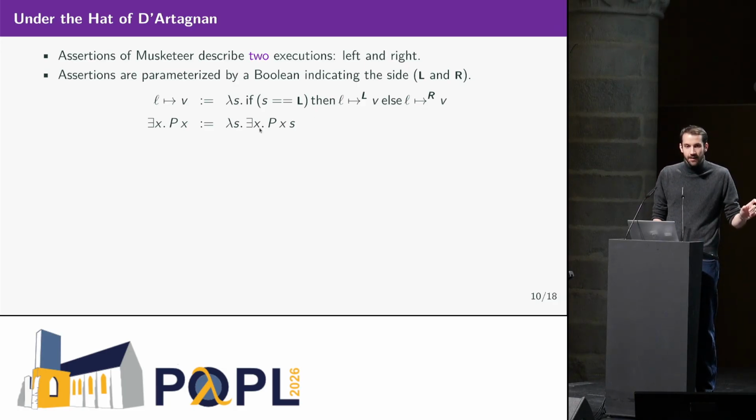And you can see here the issue with the existential. The existential quantification of Musketeer here is defined as, well, give me a side, and I will guarantee a witness and guarantee then the property. But the witness can depend on the side. So it means that in Musketeer, when we have an existential quantification, actually you have two witnesses underneath. So that's why you cannot open the existential.